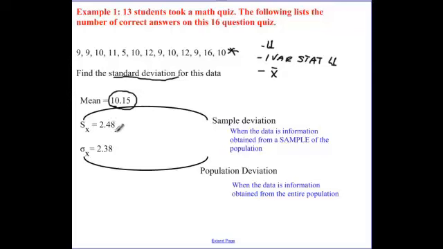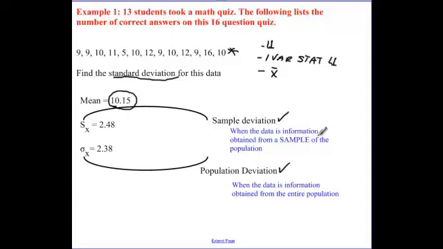But the next thing I want you to look at is S sub X and this little Greek sigma sub X. There are 2 types of deviation. One is called sample deviation and one is called population deviation. And yes, it depends on which one you use. Sample, which has an S, is what you use when the data you obtained is from a sample of the population, not the entire population, but only part of it.